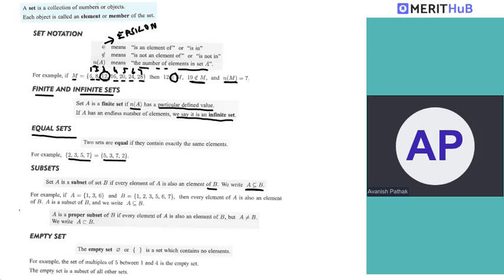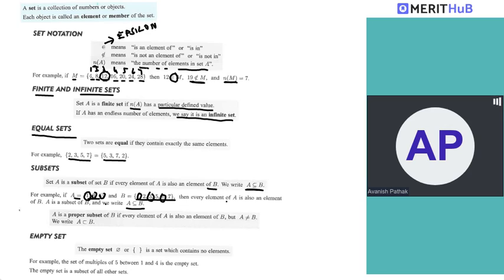For example, if A is 1, 3, 6 and B is 1, 2, 3, 5, 6, 7, then every element of A is also an element of B. So A is a subset of B. As you can see, 1, 3, 6 are also present in set B. So A is a subset of B.